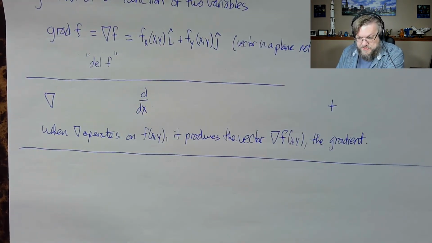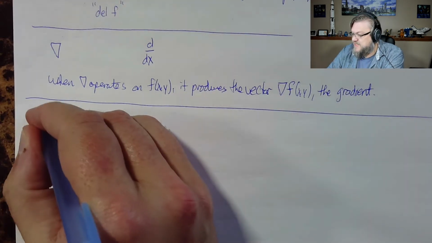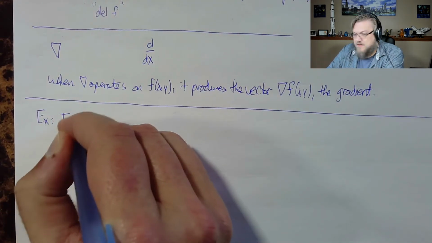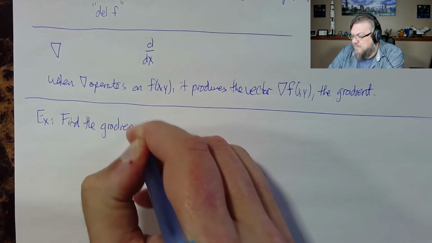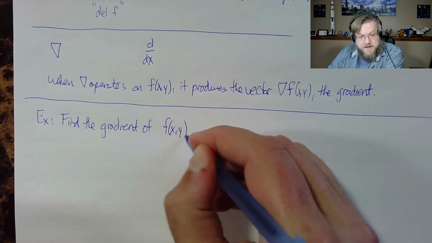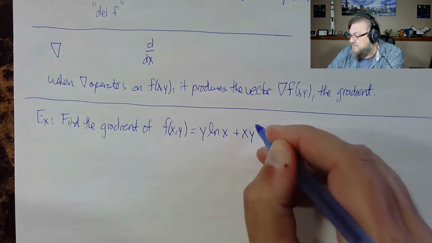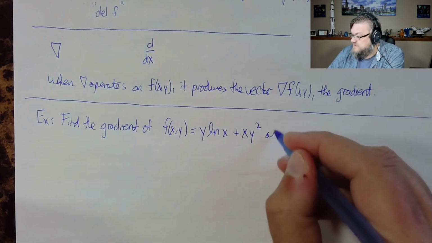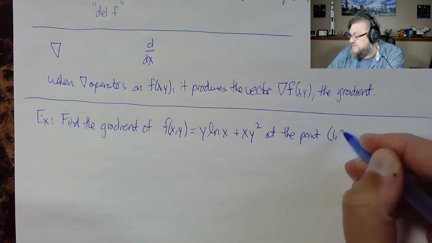Awesome. So let's do some easy introductory examples, and these are just very much, did you pay attention to the definition of the gradient? So let's do it. We're going to say, for example, find the gradient of the surface f(x,y) = y ln(x) + xy^2 at the point (1, 2).